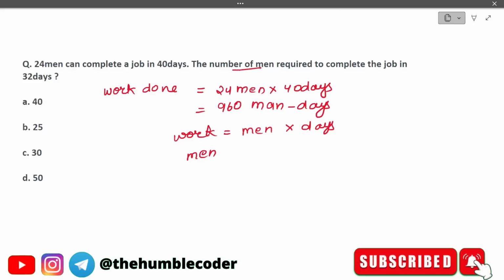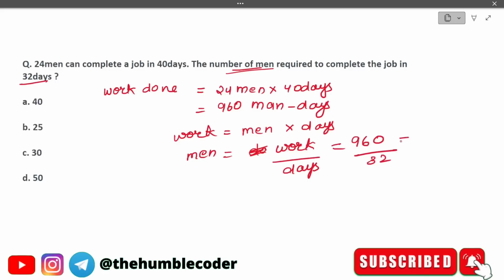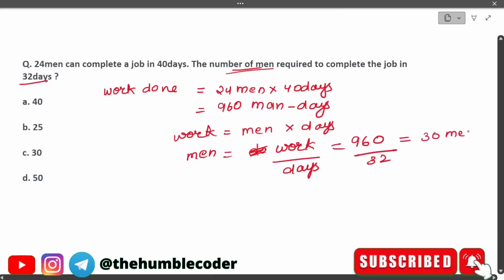In our case, what we are asked is the number of men required. So how can we deduce this formula? Men is work divided by days. Work we have already found out, 960 man days is the total work, and days is given to us, which is 32. So 960 by 32, we will get 30 men. So the correct answer for this question is going to be 30 men.